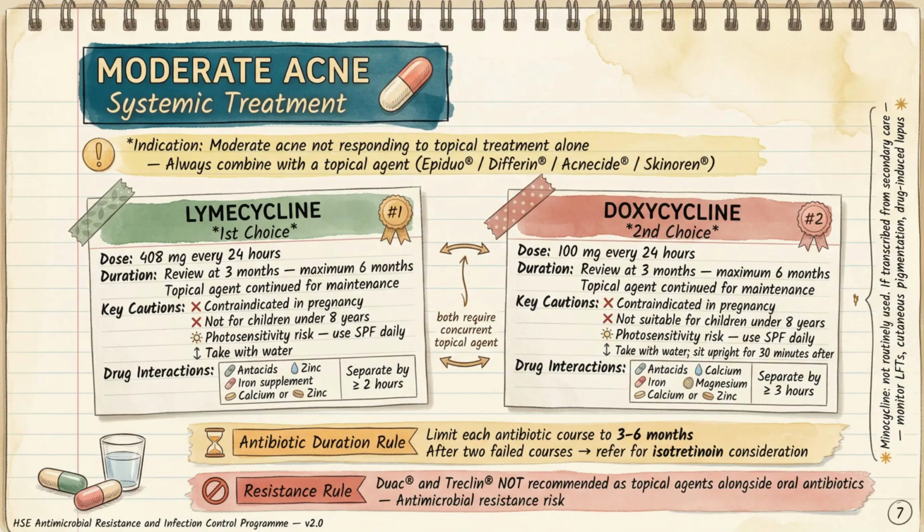If limecycline is not suitable, your second choice is doxycycline, 100 milligrams once daily. Same topical agent pairings apply. For doxycycline, contraindicated in pregnancy, not suitable for children under 8. The patient should sit upright for 30 minutes after taking it to reduce the risk of esophageal irritation. Drug interactions follow the same pattern, separate from antacids, iron, calcium, magnesium and zinc by at least 3 hours.